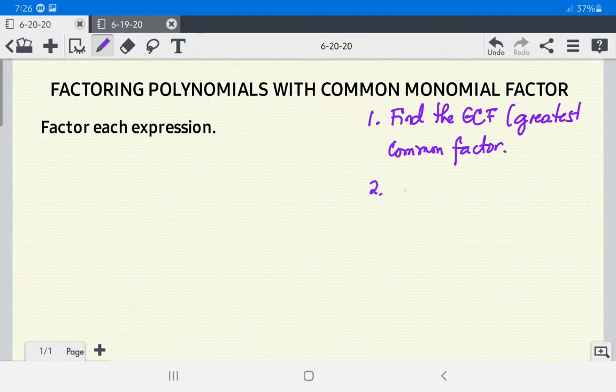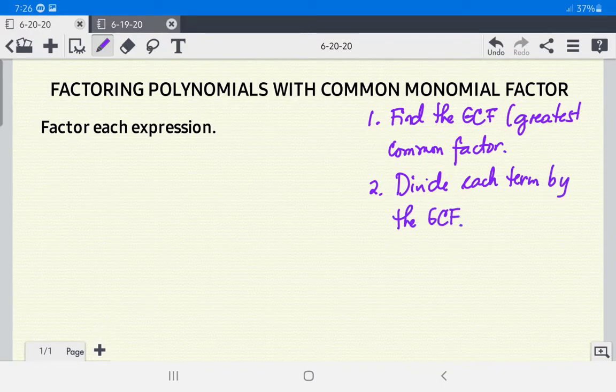Then number two, we're going to divide each term by the GCF. So in the first step, you're going to get the first factor. In the second step, you're going to get the other factor.